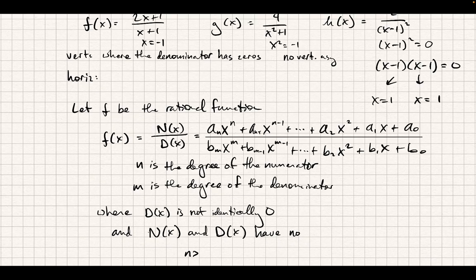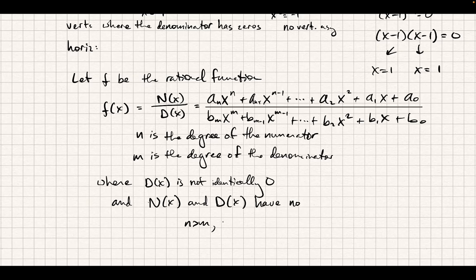N can be greater than M. N can be equal to M. N can be less than M. All those possibilities are fine. These are polynomials of arbitrary degree. They can match. One can be greater than the other. That's all fine. Check, check, check. Do I have an example?